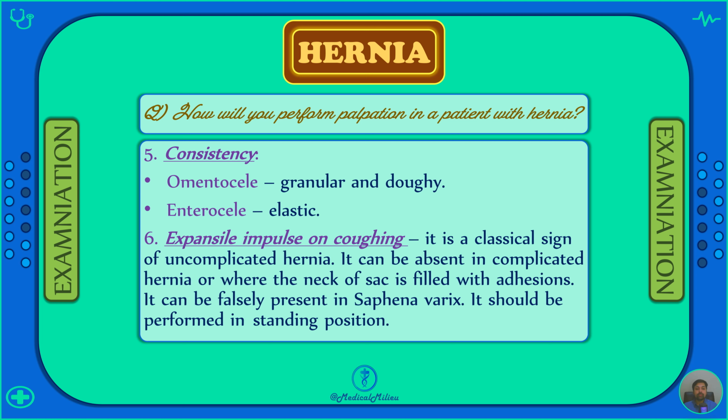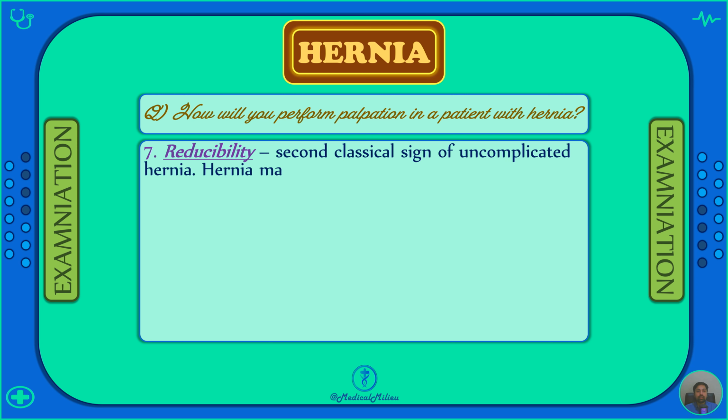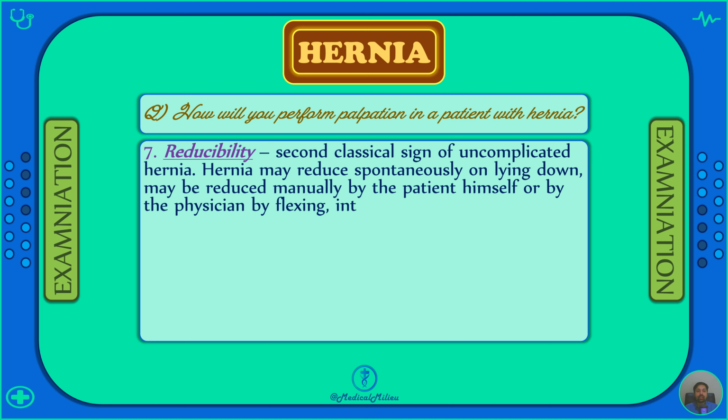It is a classical sign of uncomplicated hernia. It can be absent in complicated hernia or where the neck of a sac is filled with adhesions. It can be falsely present in saphenous varix and it should always be performed in a standing position. Point number 7 is reducibility. It is the second classical sign of uncomplicated hernia.